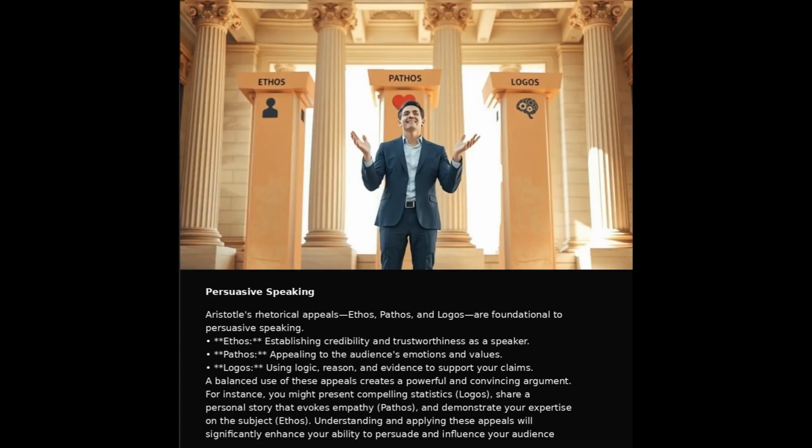Aristotle's rhetorical appeals, ethos, pathos, and logos, are foundational to persuasive speaking. Ethos: establishing credibility and trustworthiness as a speaker. Pathos: appealing to the audience's emotions and values. Logos: using logic, reason, and evidence to support your claims. A balanced use of these appeals creates a powerful and convincing argument.